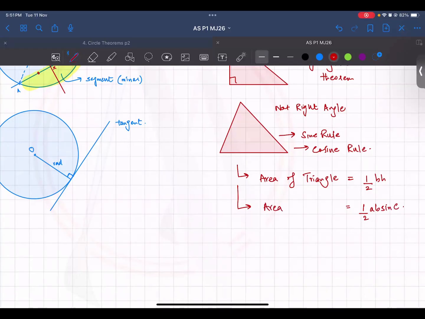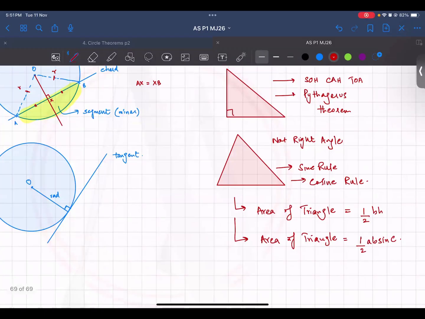These are the two formulas for the area of triangle. What is the difference? Why when will you use half base into height, and when will you use half AB sine C? Do you know? When the angle is given, then. Okay. Yes, that's possible.